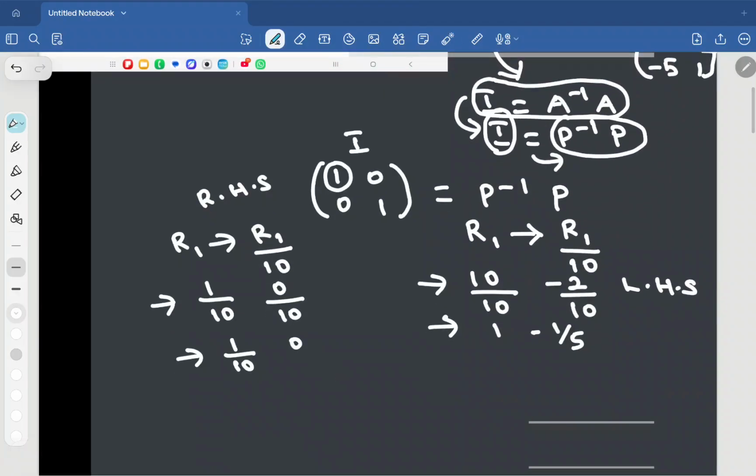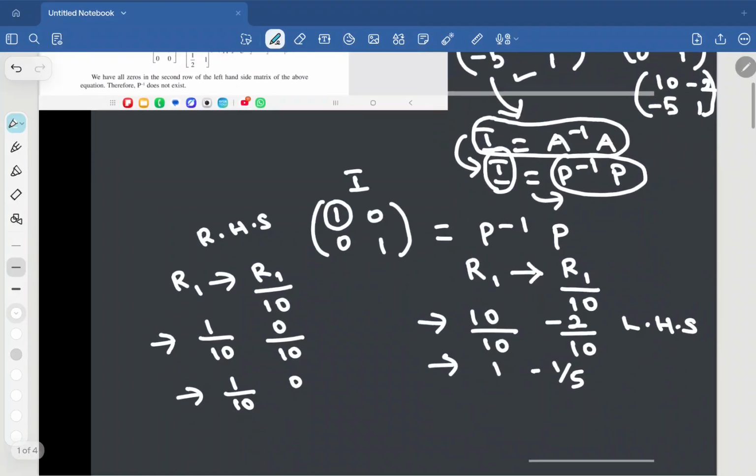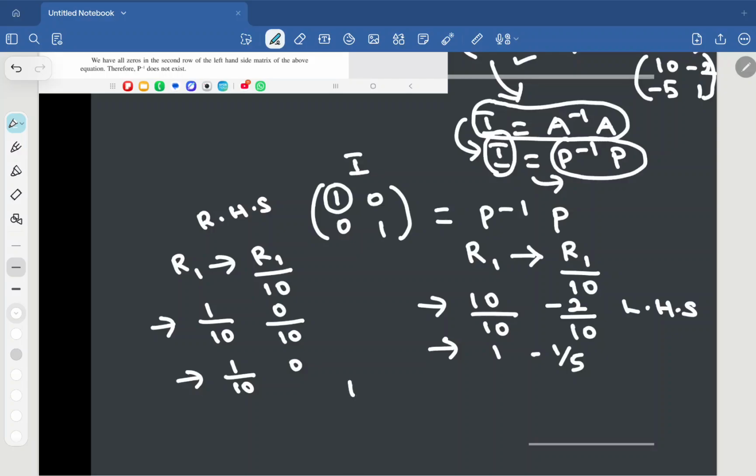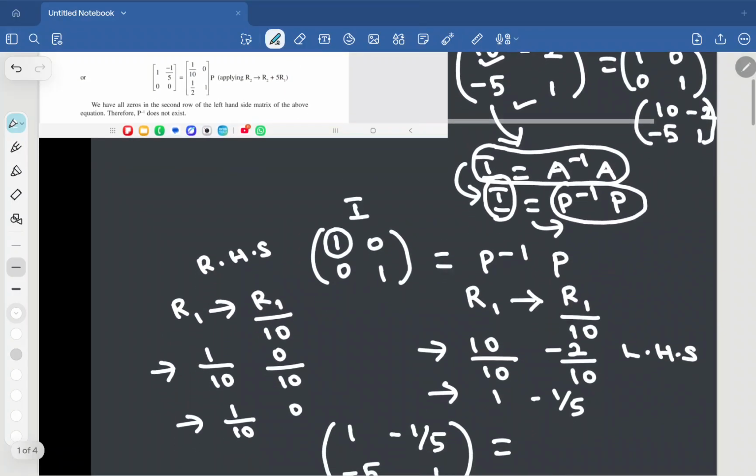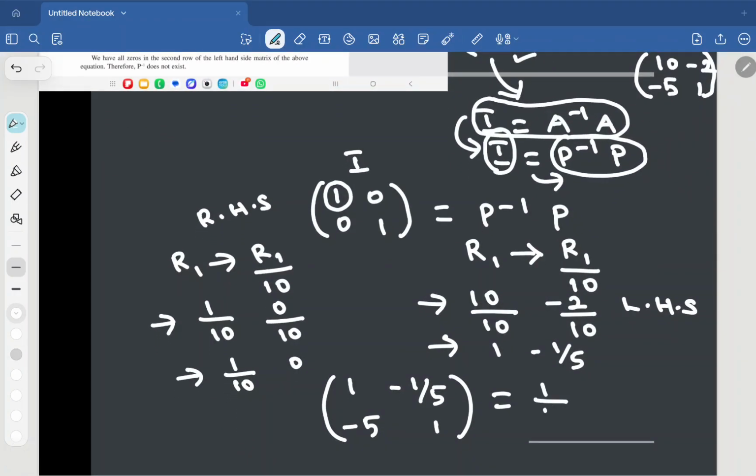Therefore, now the LHS of the matrix becomes 1, minus of 1 by 5. Second row as it is: minus 5, 1. This is LHS. What about RHS? 1 0 now becomes 1 by 10, 0; 0 1. What is P? 10, minus 2, minus 5, 1.